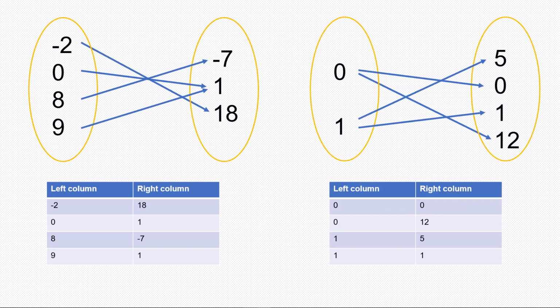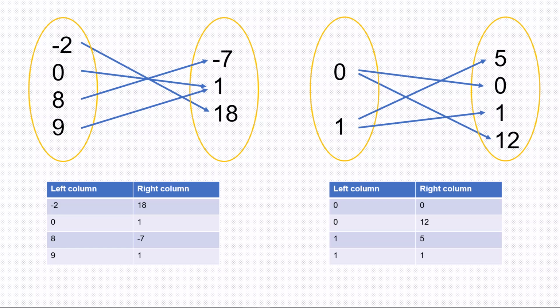In both of these examples of relations, see how there is 1 row for each of the arrows shown in the diagram? Look carefully to see how they match. In the left example, -2 maps to 18. 0 points to 1, 8 refers to -7, and 9 maps to 1. We determined this was a function.